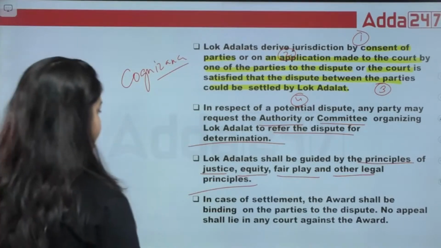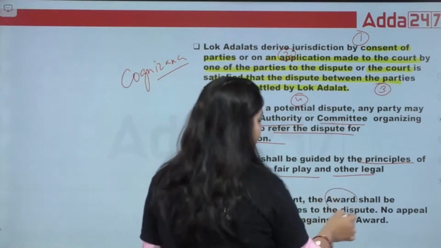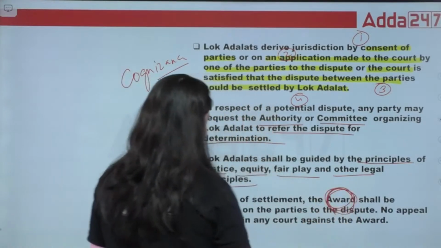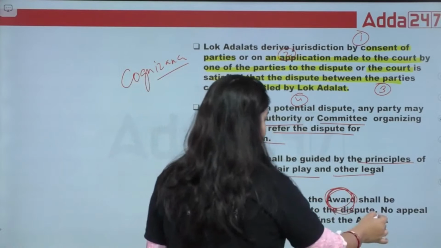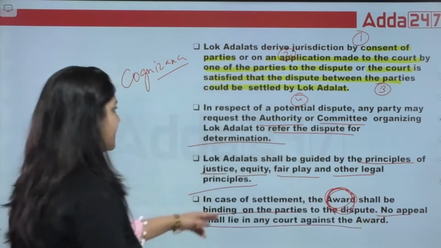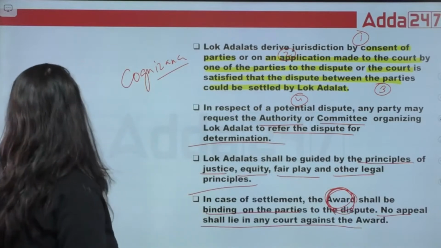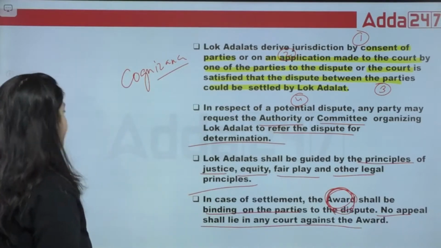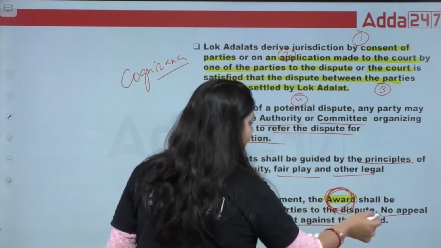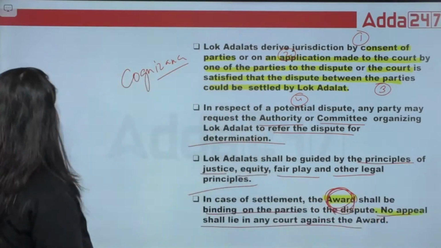Done. In the case of settlement, the award, which means the justice given by Lok Adalat, shall be binding on the parties and no appeal shall lie. This is important. Each and every point is important. The justice which is given by this is called what? Award, and no appeal shall lie.